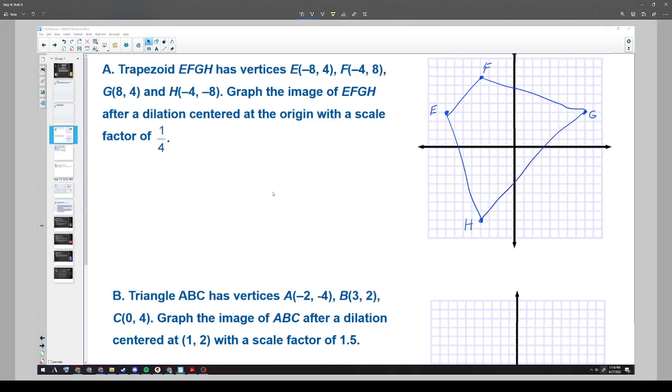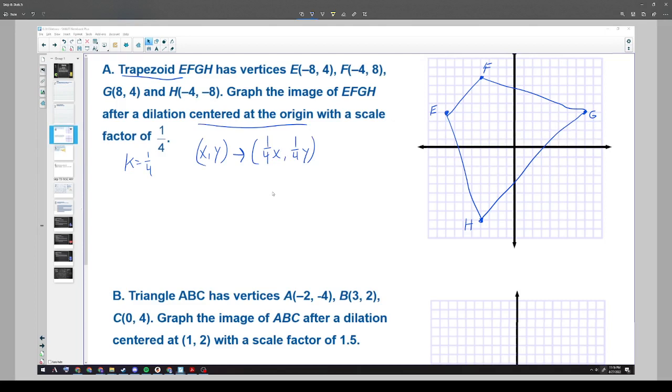It looks like we have a trapezoid type shape. Oh yeah, trapezoid, there we go. So we're going to graph the image after a dilation centered at the origin. That means we just need to multiply our coordinates by our k value, and k equals 1/4. So we're going to take (x, y) and turn that into (1/4 x, 1/4 y). So basically divide all of our coordinates by 4.